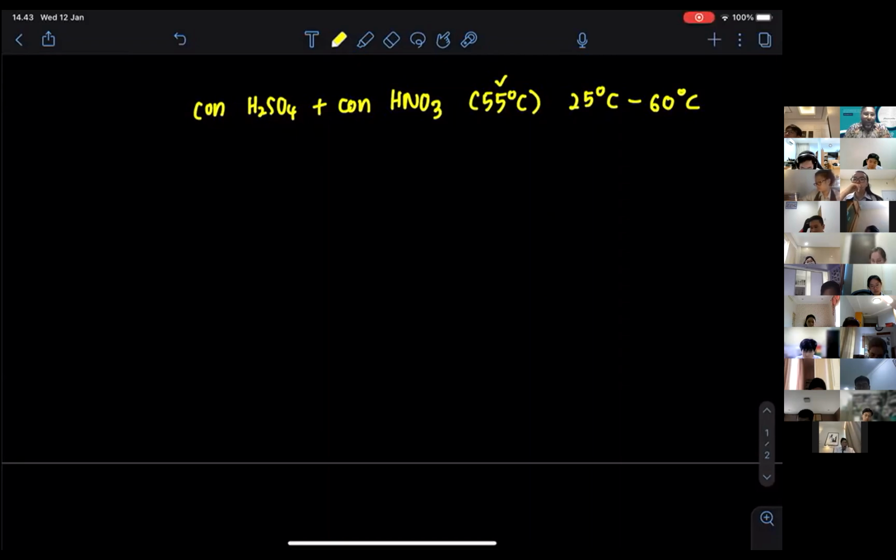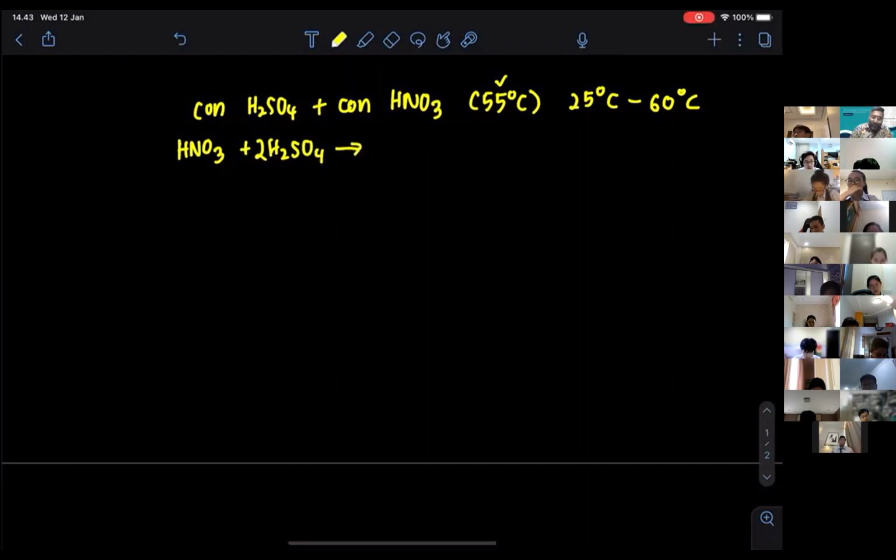Okay, they are going to have a reaction, so I will write down the reaction for you. HNO3 plus H2SO4. If you memorize, it's a bit easier. You just put 2 over there, and this will help you to get the equation faster. This is going to give you the electrophile that you want, which is NO2 plus.